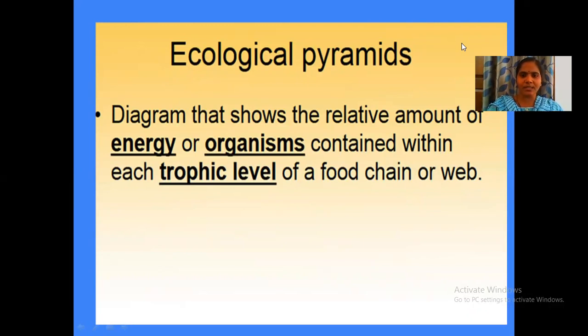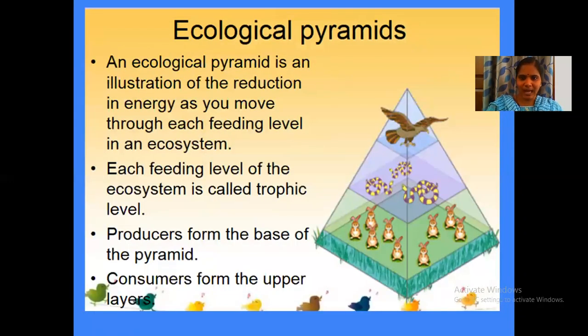Ecological pyramids are the graphical representation of the different trophic levels in the form of a pyramid, based on how much energy is transferring from one level to the other, or we can represent it in terms of number or in terms of biomass. The ecological pyramid represents different trophic levels as shown in this picture.